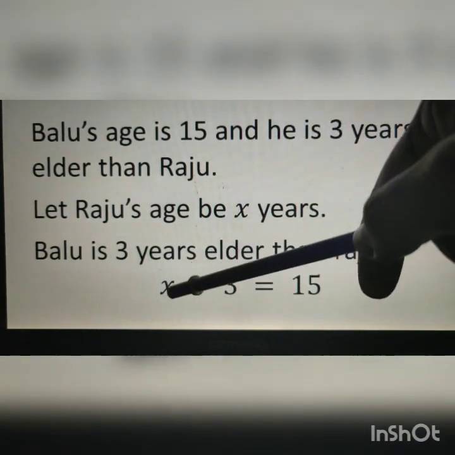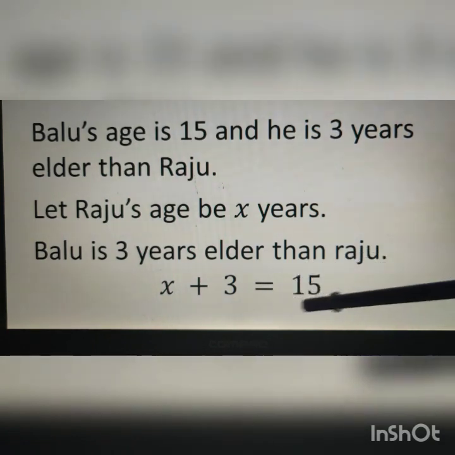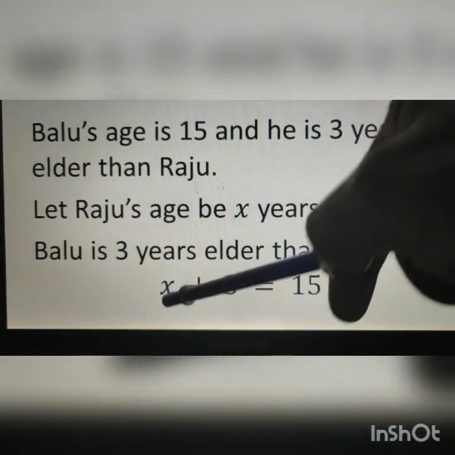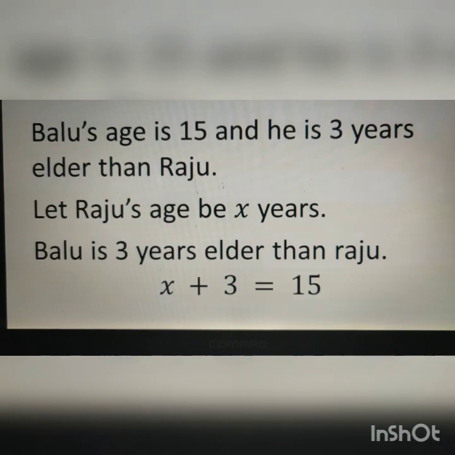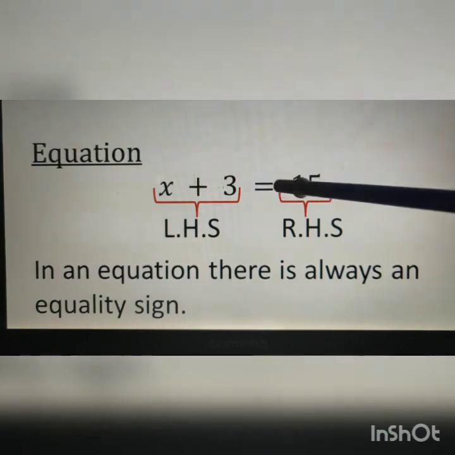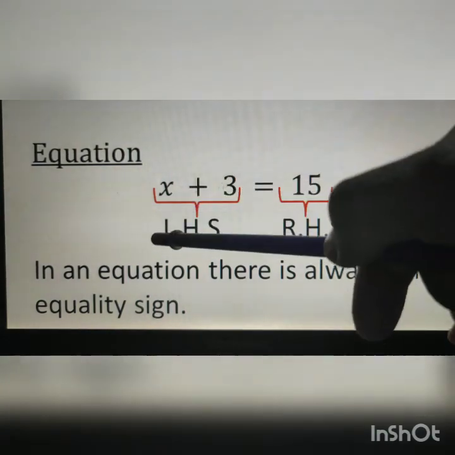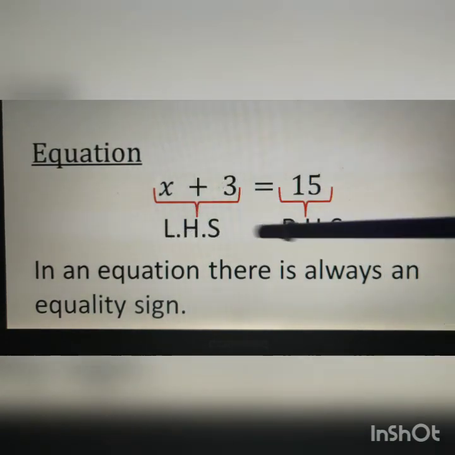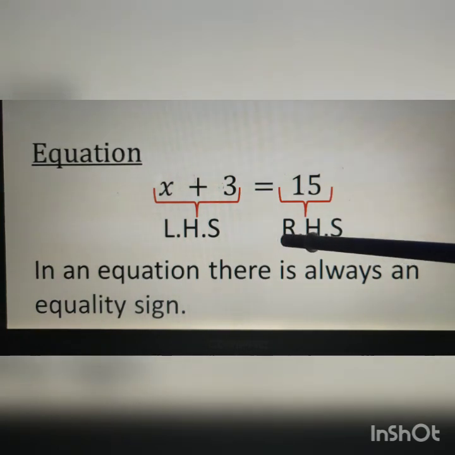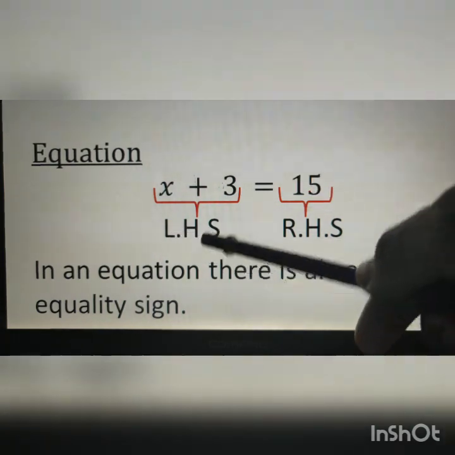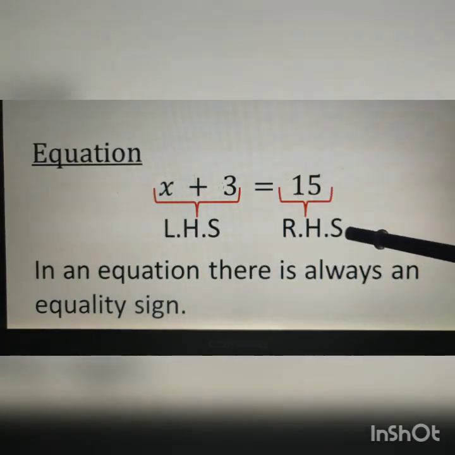So, Balu is 3 years elder than Raju, so x plus 3 is equal to 15. 15 is the age of Balu. So age of Raju plus 3 is equal to Balu's age. In an equation, there is always an equality sign. The equal sign will be there, and two parts, the left hand side and right hand side. Left hand side we can say LHS, and right hand side we can say RHS. In an equation, the equal sign will be there, and always in an equation, the LHS is equal to RHS. Then we can say it is an equation.